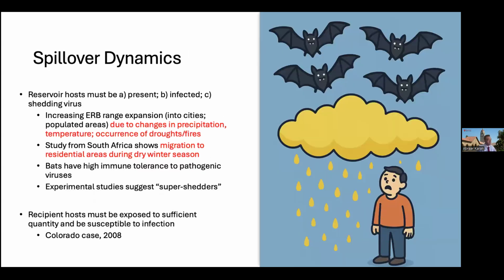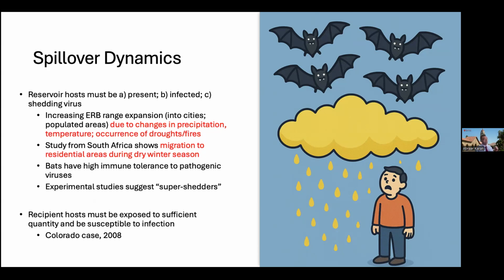So if you think about spillover dynamics and climate change and how this may be affecting the reservoir host, broadly speaking, your reservoir host has to be present in the area that you're in. It has to be actually infected with virus and has to be shedding virus. So in terms of being present, there are studies showing that there's range expansion of the Egyptian russet bat into cities, into more populated areas due to changes in precipitation, temperature extremes, occurrence of droughts and fires. A study from South Africa showed migration of ERBs to residential areas, particularly during the dry winter season.